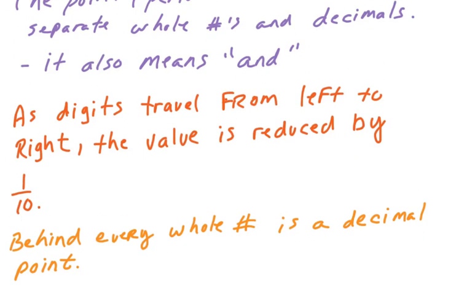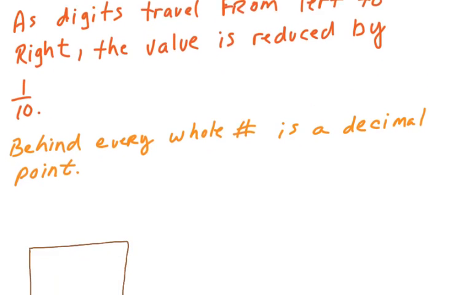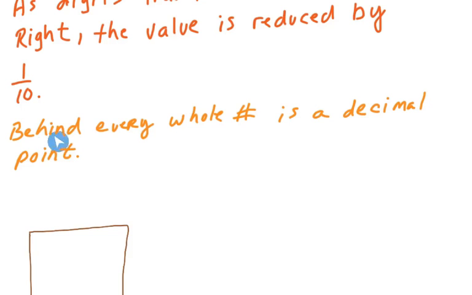And remember the one key thing about this, because we are going to be representing this mathematically and also pictorially: as digits travel from left to right, the value is reduced by 1/10. And our last keynote is that behind every whole number is a decimal point.